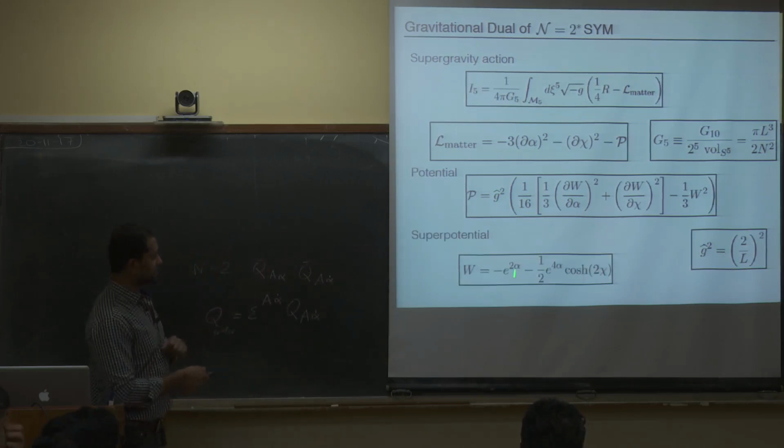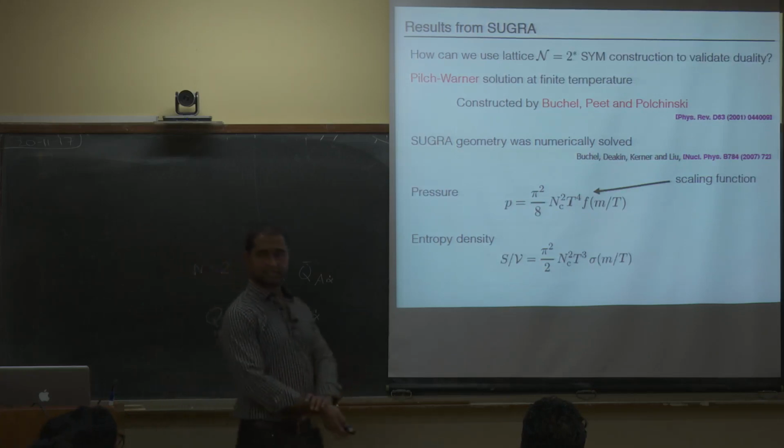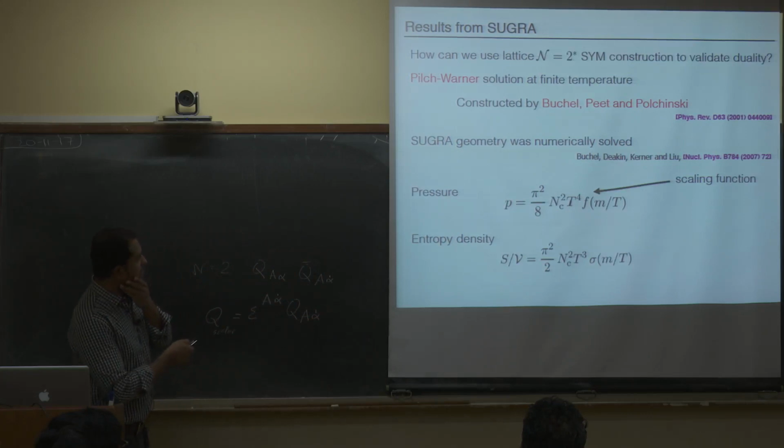There's a superpotential which contains this alpha and chi. Then what can we do with this lattice construction? Can we give some input? So we can use lattice N=2* super Yang-Mills to validate the duality.